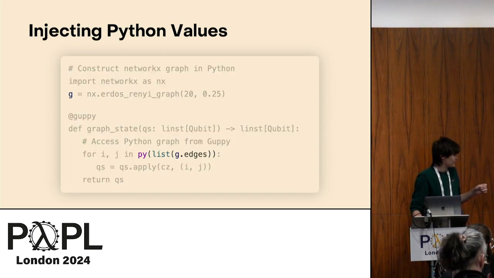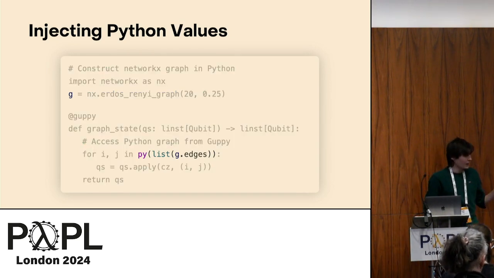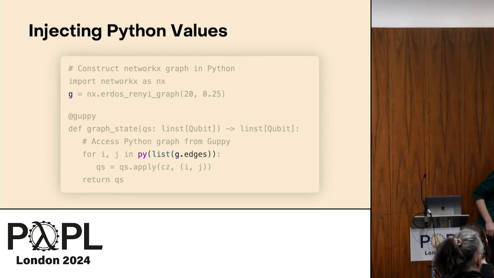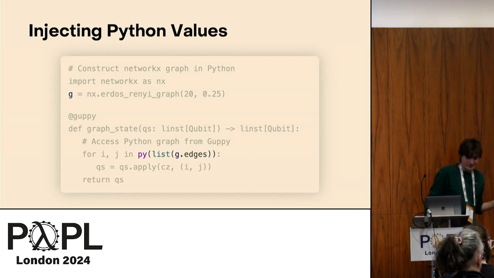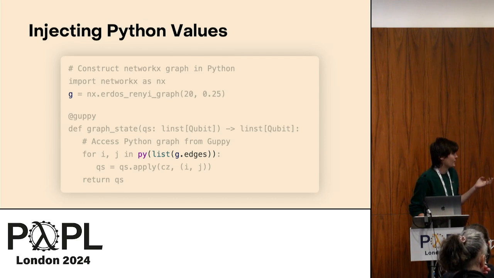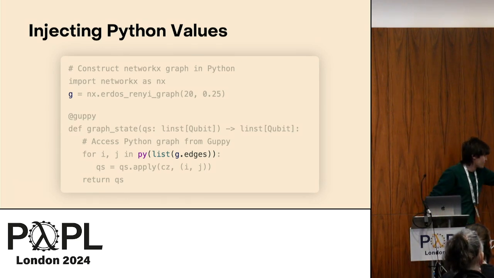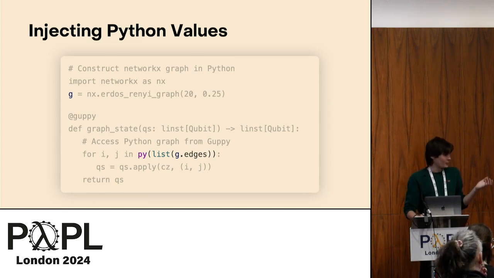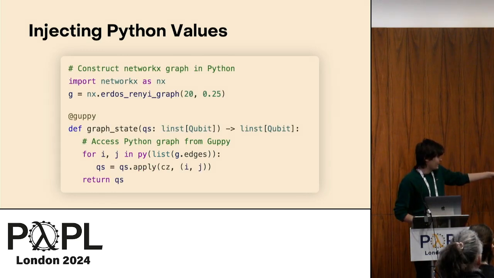I want you to focus on this bit here. We have this special py expression in which you can actually refer back to variables which are defined in your outer Python scope. And the way this works is, at compile time, we're just evaluating this expression and inserting the constant value into the program. And then what we're doing in this example is we're just iterating over the edges in this graph and constructing a graph state.